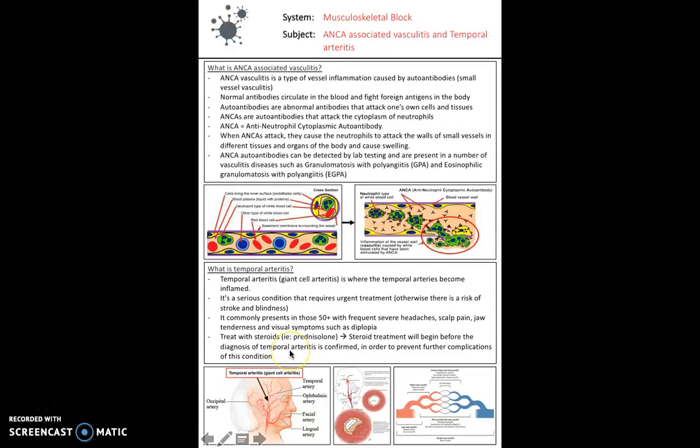Another type of vasculitis, this is a large vessel vasculitis this time, is temporal arteritis, or giant cell arteritis as it's commonly called. This is a serious condition that requires urgent treatment, because otherwise it can lead to those large vessel complications which we previously discussed, like stroke and blindness.